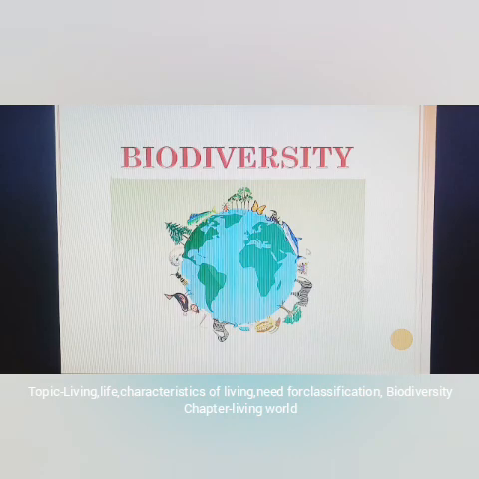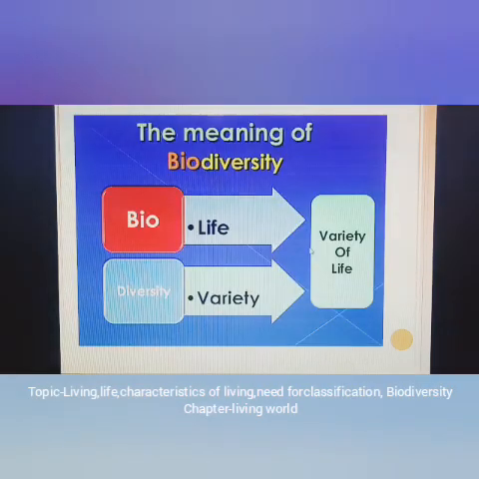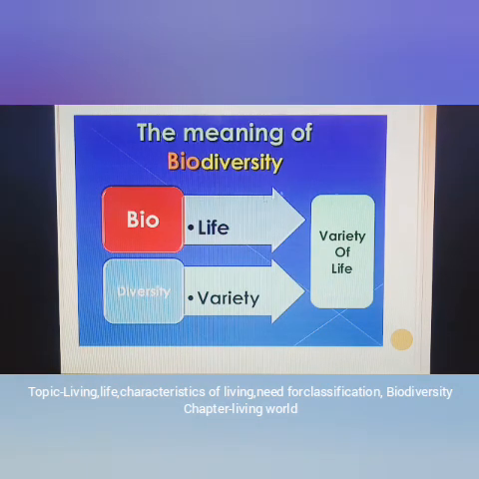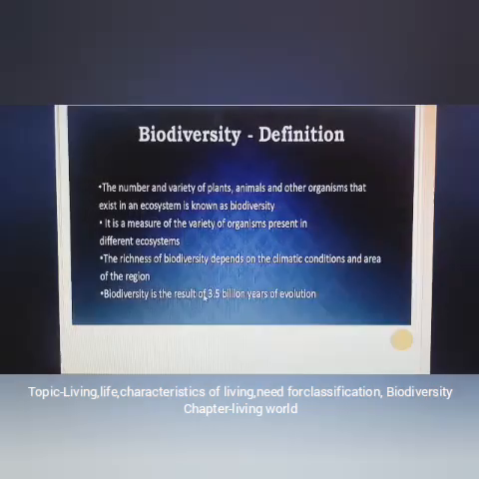What is biodiversity? Biodiversity is the diversity of the organisms throughout the world. Okay, so that is known as biodiversity. Here you can see the actual meaning of biodiversity. Bio means life, diversity means variety. So throughout the world, whatever diversity or variety is present in the organisms, that is commonly known as biodiversity. Here the definition is very much clear to everyone.